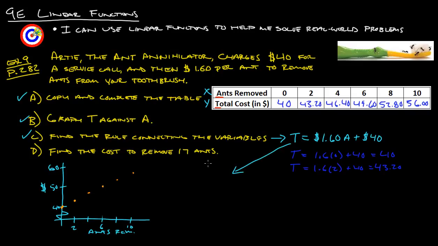Let's use this to figure out how much it's going to cost to remove 17 ants. Total cost would be $1.60 times the number of ants, which is 17, plus $40. So if we multiply 1.60 times 17, we get $27.20, plus $40 gives us that the total cost to remove 17 ants is $67.20. It's a pretty good racket for Artie the Ant Annihilator.